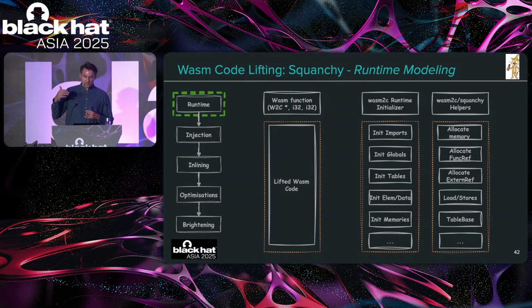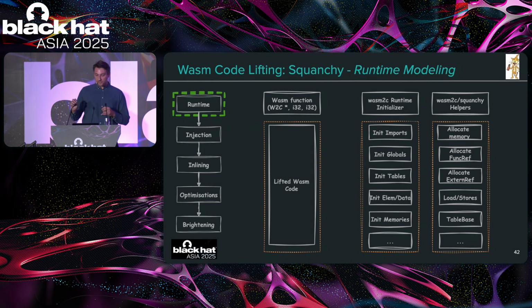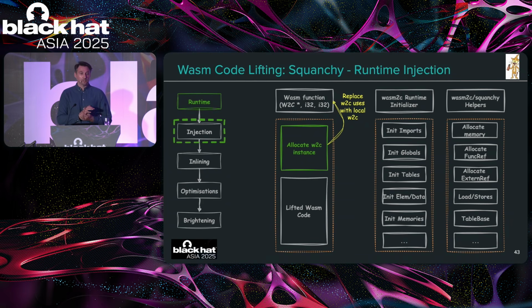It has initializations for imports, global tables, and it relies on other Wasm to C helpers and some helpers that we provide in Squanchy that do the low-level stuff like allocate the memory, function references, and the load and stores. So we're first going to allocate a local Wasm to C instance. Basically, it's the same that usually will be provided by the function as the first argument, but we allocate it locally at the beginning of the function, and we place all the references of the first parameter to it.